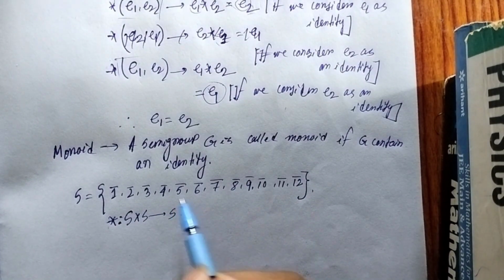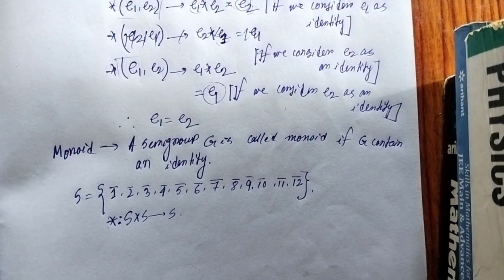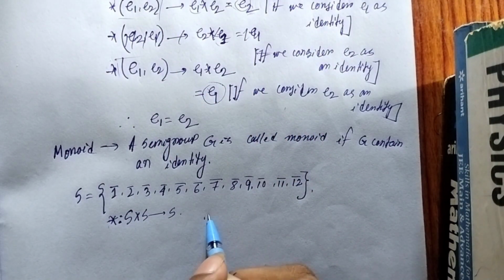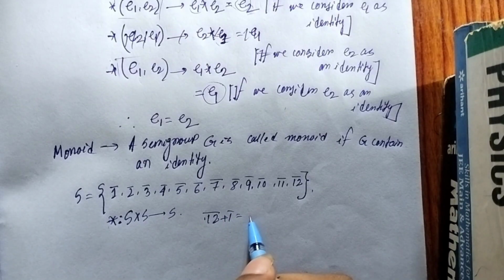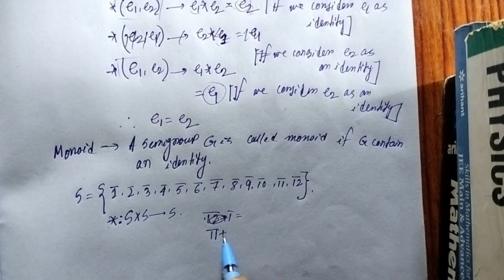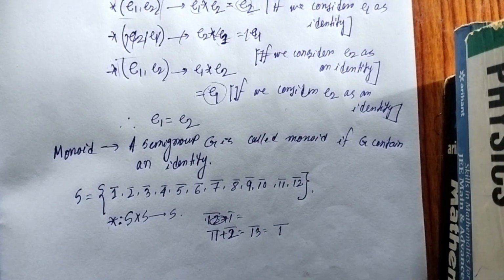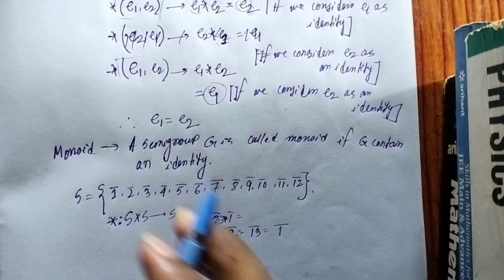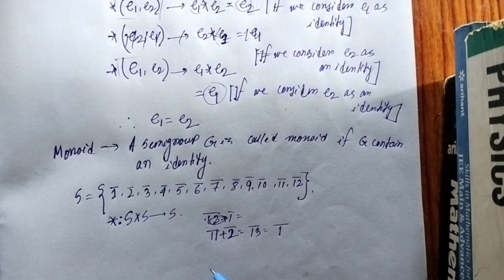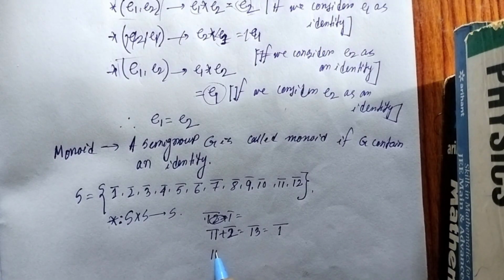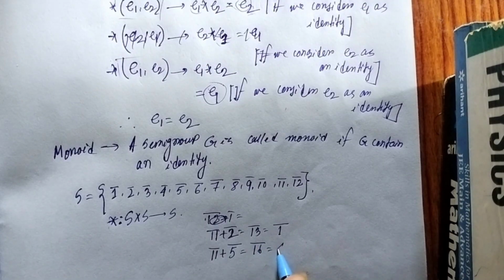Let's say it works like a clock. We know that in a clock, 11 plus 1 is not going to be 12 plus 1 equals 13, but ultimately it is going to return 1. You will be able to understand how I am defining the operation. After 12 it is again going to be 1, 2, 3, 4, 5 like this. So 11 plus 5 is actually 16, and in this set it is going to be 4.